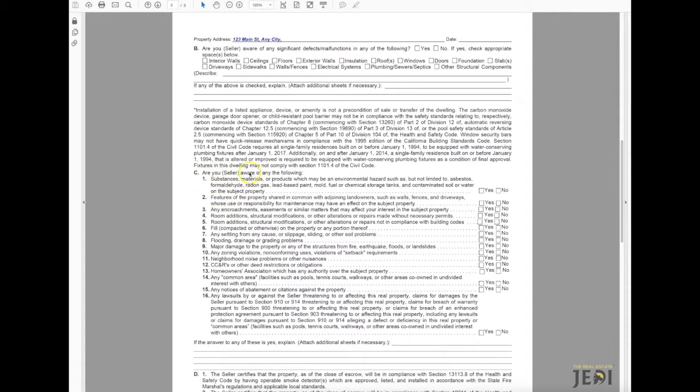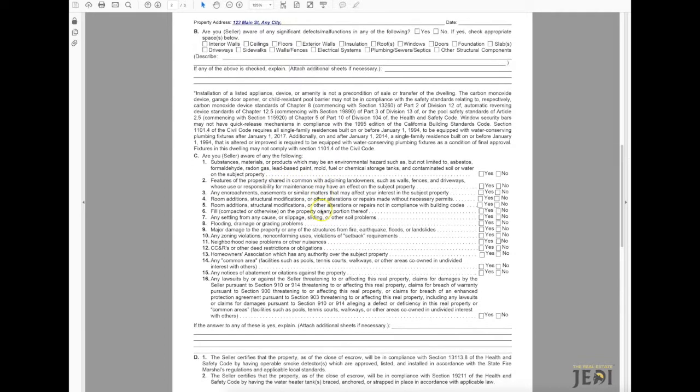Are you, the seller, aware of any of the following: substances or materials which may be an environmental hazard, such as, but not limited to, asbestos, formaldehyde, radon gas, etc.? The bottom line is, if something that they ask is something you know about, then answer yes. And if you don't know about it, then the answer is no.